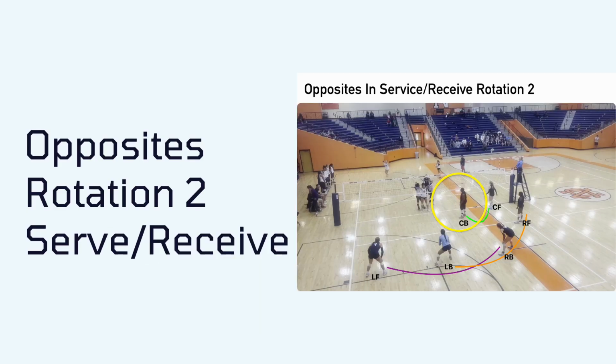Rotation 2, serve receive. Again, our setter is usually our center back or middle back. Hopefully, we are keeping up with our setter and her opposite. Hopefully, we are keeping up with our libero and her opposite. Again, we already know 2 of our back row players. If we were doing our due diligence when this team was serving, then we know that the right back was just the previous server. Thus, we know our 3 back row players.